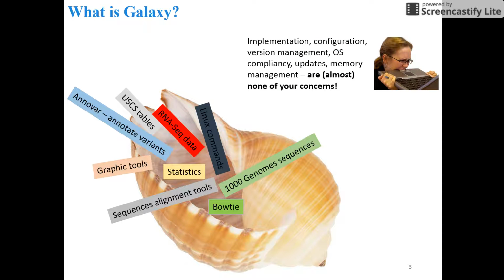It's an interface. It allows you to connect to data repositories, such as UCSC tables, and download data to your Galaxy environment. It allows you to connect with third-party tools, such as Bowtie and Annovar, and access them because there is an interface already built in Galaxy. You can build interfaces to other tools. It has some built-in tools that allow you to do statistics and graphics. You can access Linux commands without actually typing them, without using the command prompt.